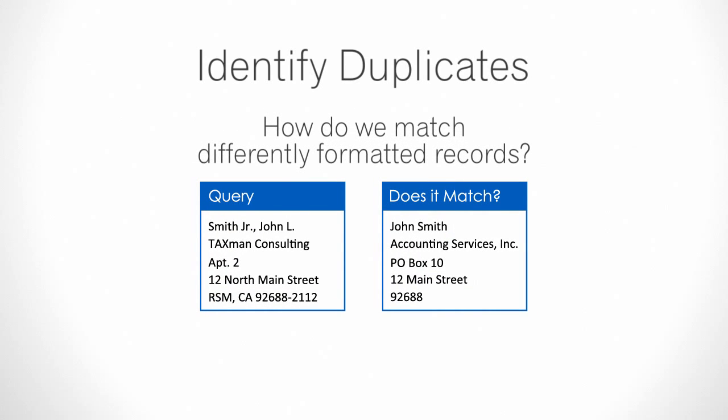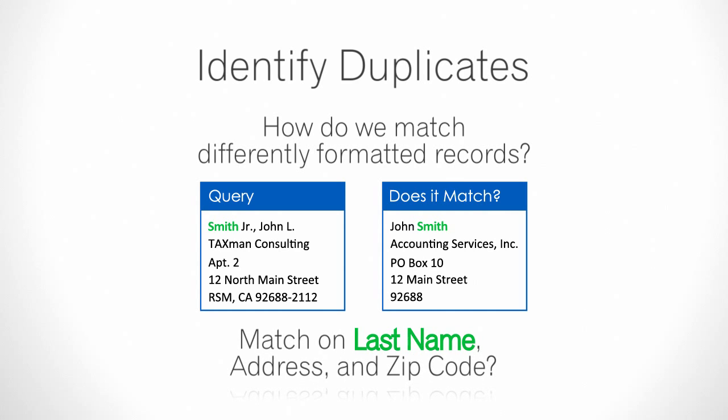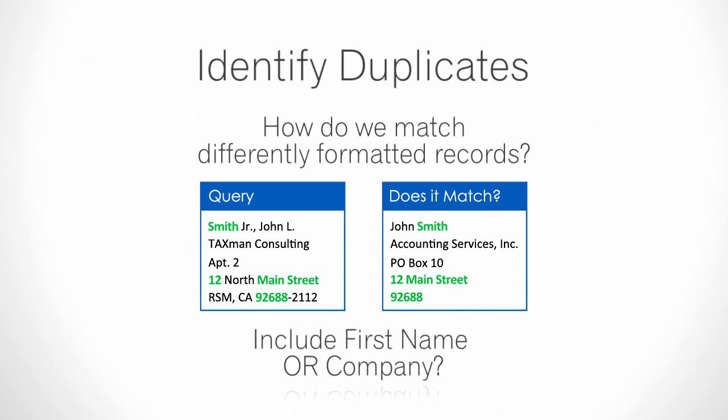So how do you set the rules for determining whether two records match or not? For example, we have these two records. It's obvious that they have completely different formatting. So how do we match these differently formatted records? By determining a matching strategy. For example, do I want to match on last name, address, and zip code? Or perhaps include a first name or a company in my match rules. These rules are called a match code.